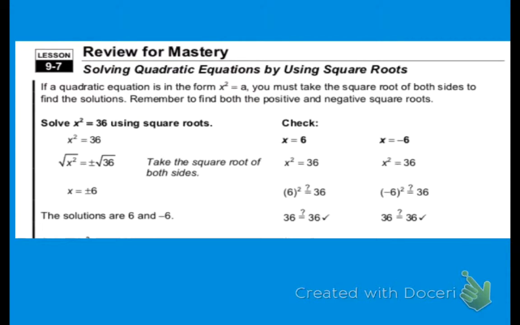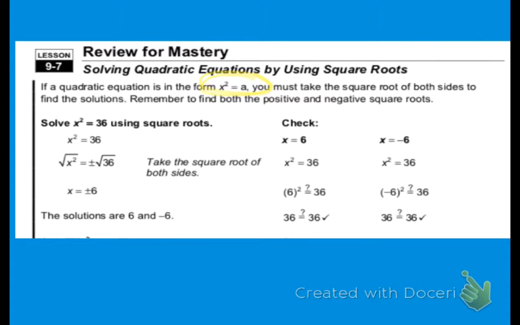Okay, so as you saw in the Dr. Berger video, if you have a quadratic equation in this form, where you have x squared is just equal to some constant term, you can use the square roots property to solve it.